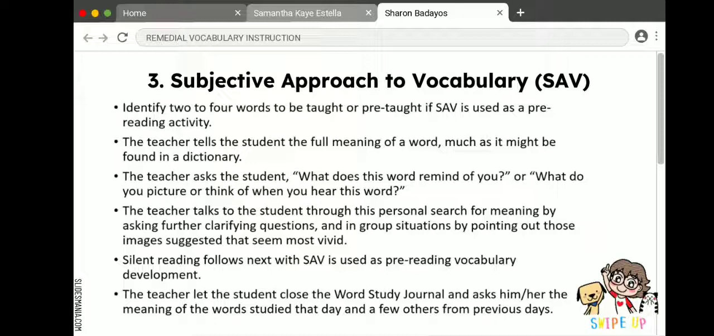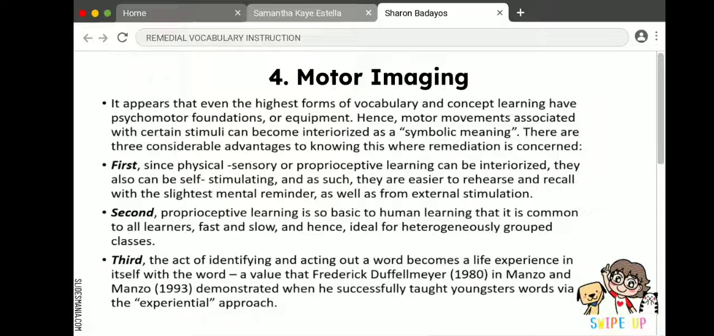So last is the teacher lets the student close the word study journal and asks him or her the meanings of the words studied that day and a few others from previous days. This step can be tied to exercises in conventional workbooks or worksheets such as crossword puzzles, category games, etc. This manipulation and reinforcement step can be made easier by selecting the words to be taught from the exercise material.